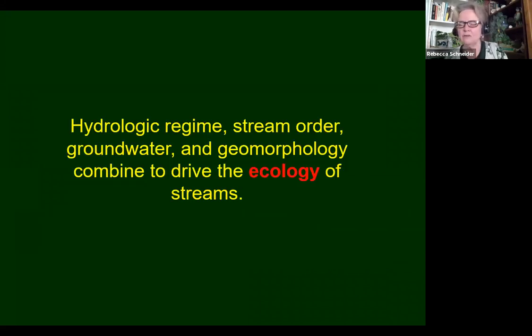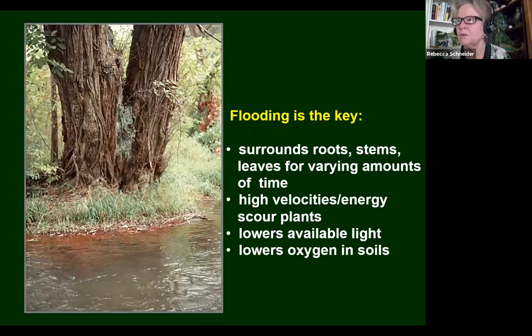Okay, how does all that come together to affect the ecology of streams? The flooding is first the driver, the main driver. It's called a master variable. It surrounds the roots, the stems, and leaves for varying amounts of time. We just looked at the natural hydrologic regime.